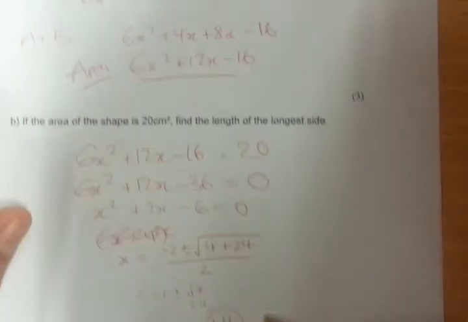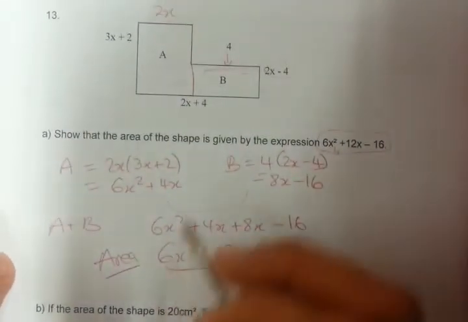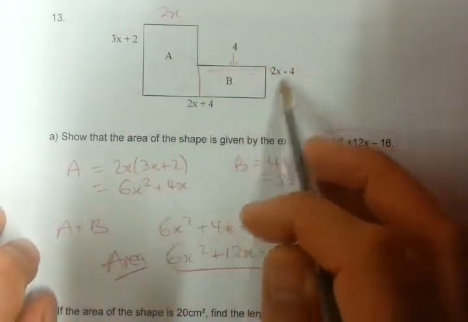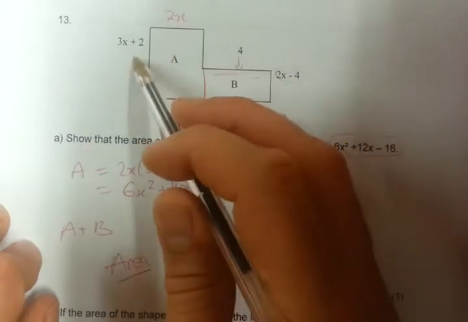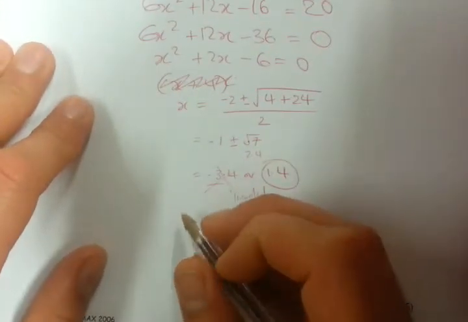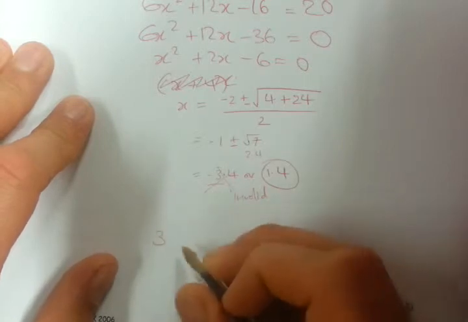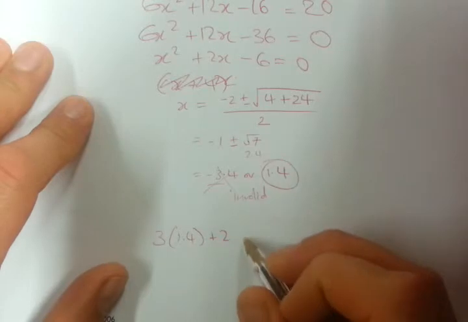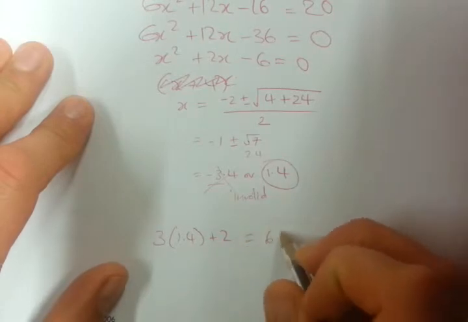And then it wants the length of the longest side. Well, if x is 1.4, you could sub it into all of these and work out what the longest side is. But I hope it's obvious that it would be the 3x plus 2 one. So the longest side will be 3 times this plus 2. 3 times 1.4 plus 2, which is about 6.2.